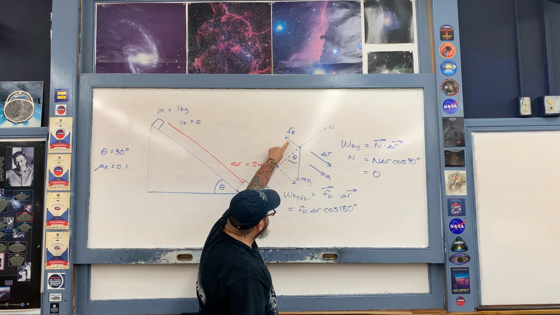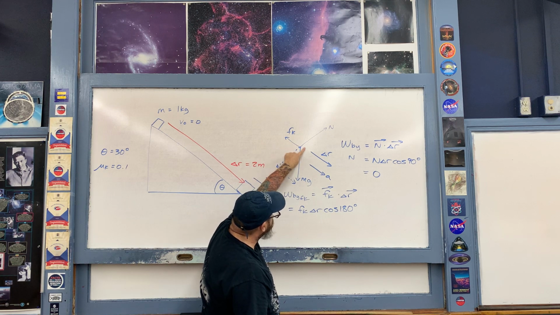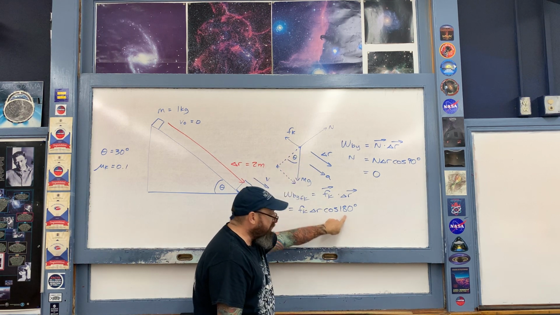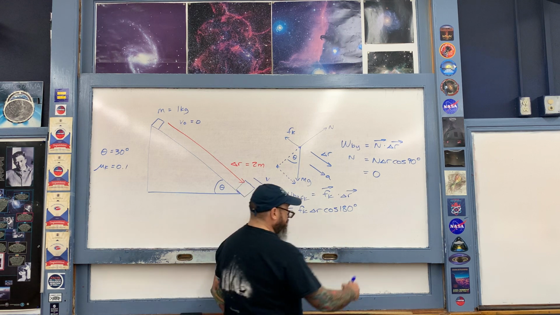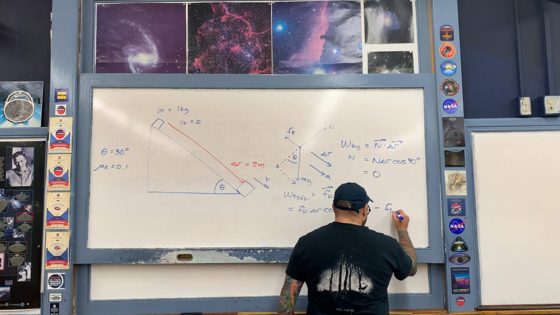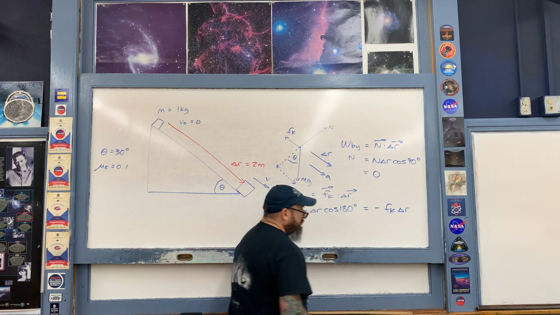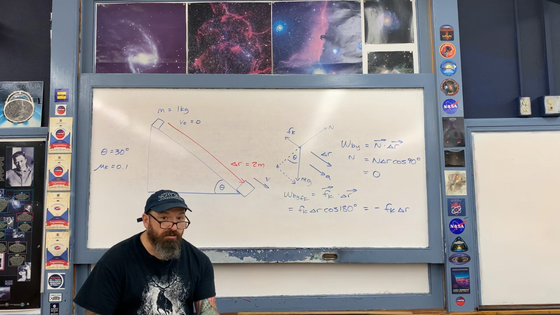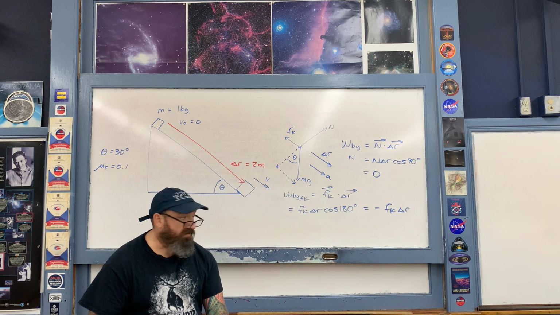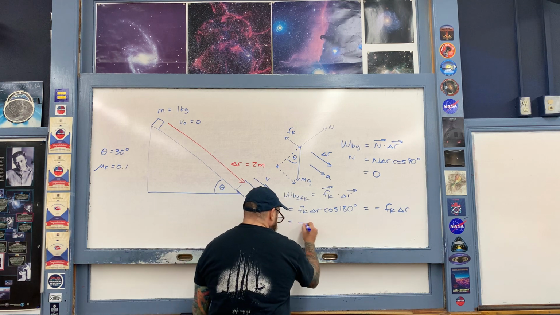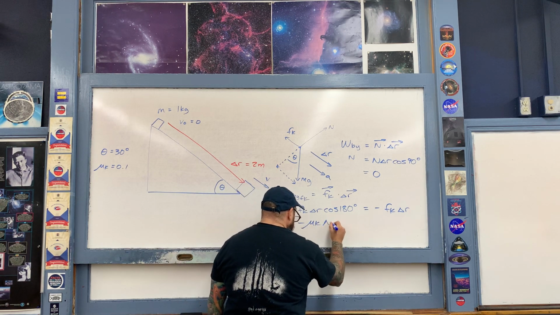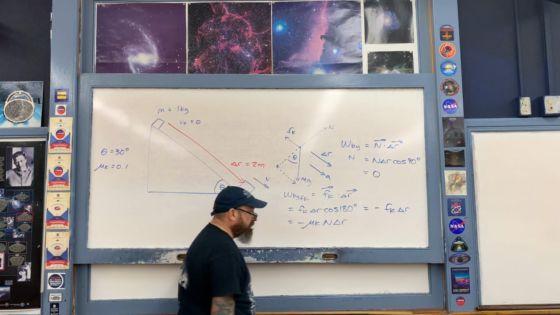As I've stated before, there's always going to be a 180-degree angle here between f sub k and delta r. Cosine of 180 is equal to -1. So we pick up our negative sign. Now to make this numerical calculation, let's replace the force of kinetic friction with the coefficient of kinetic friction multiplied by the normal force.